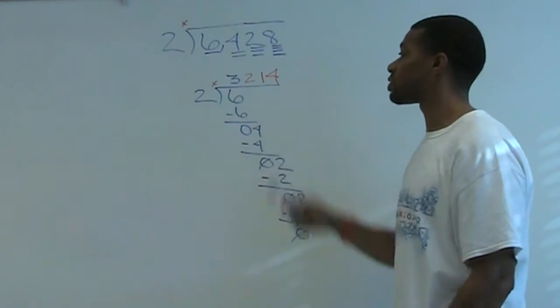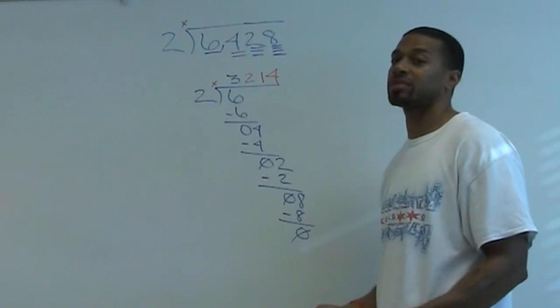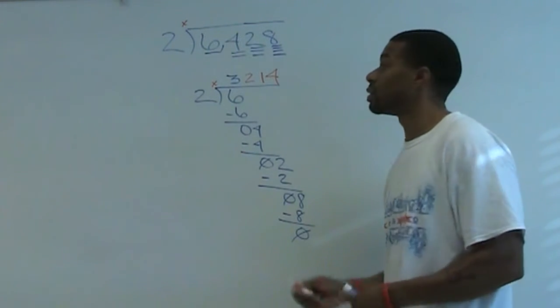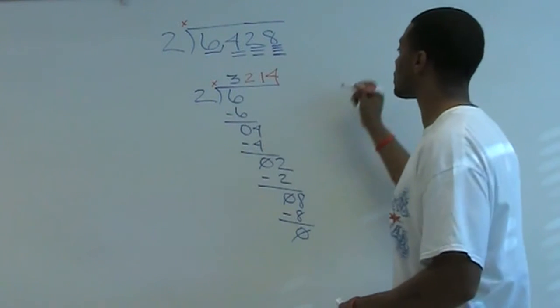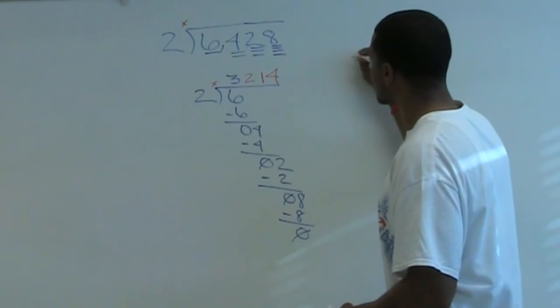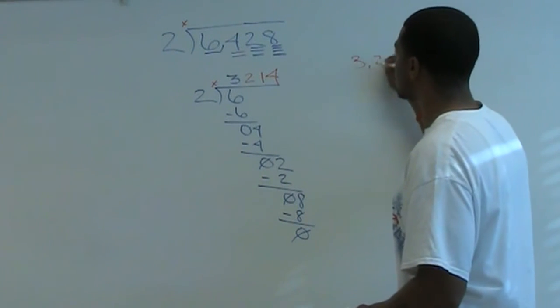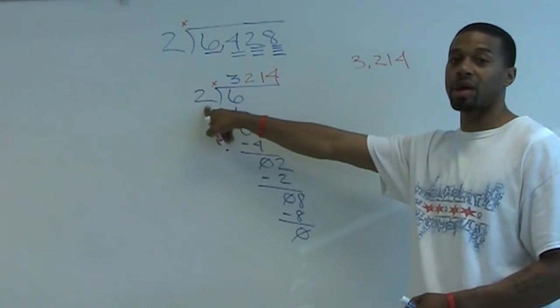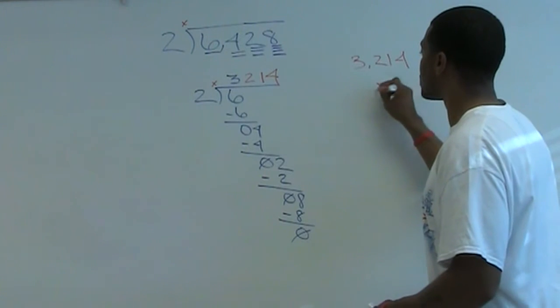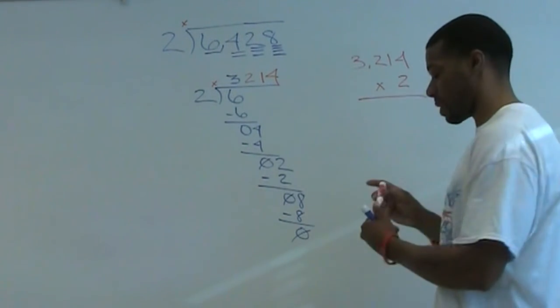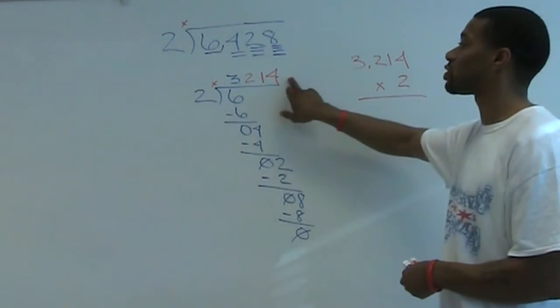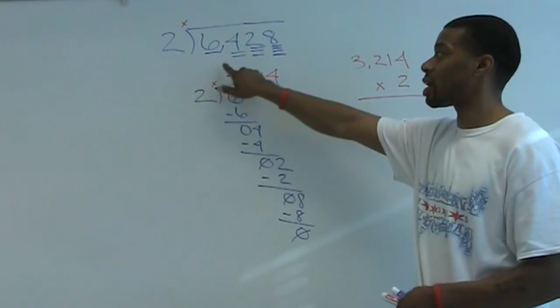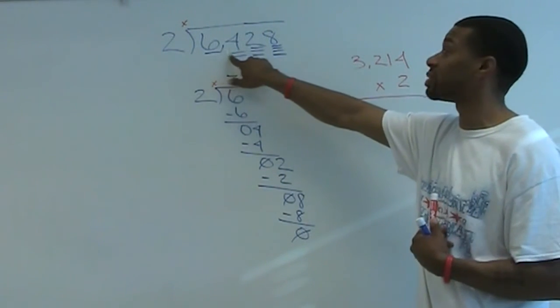Now that I have my answer, or my quotient, I want to check to make sure that my answer is correct. So I'm going to take my quotient, which is 3,214, and to check it, I'm going to multiply by my divisor, which is 2. When I multiply my quotient by my divisor, the answer, or my product, should be my dividend.